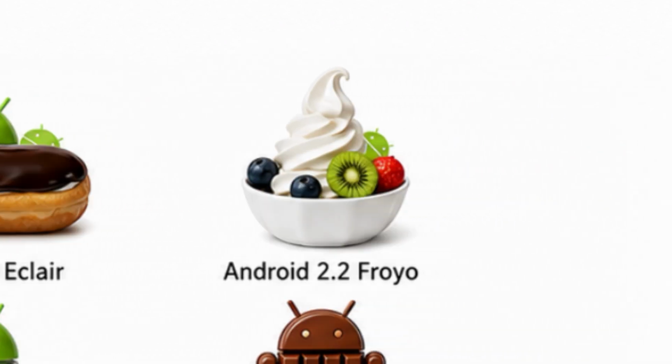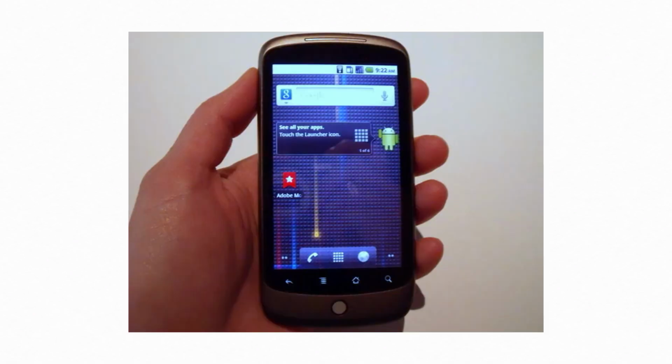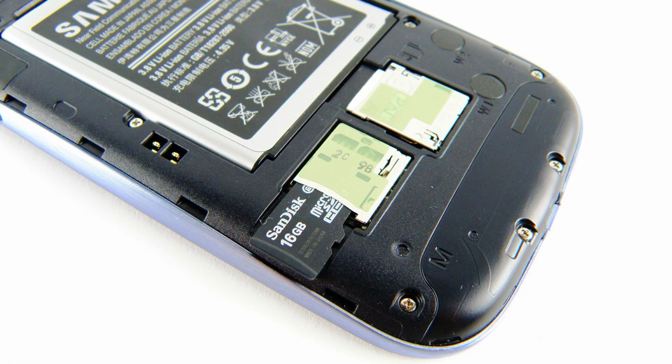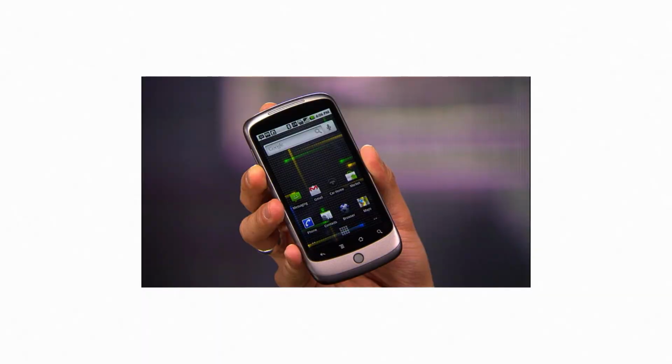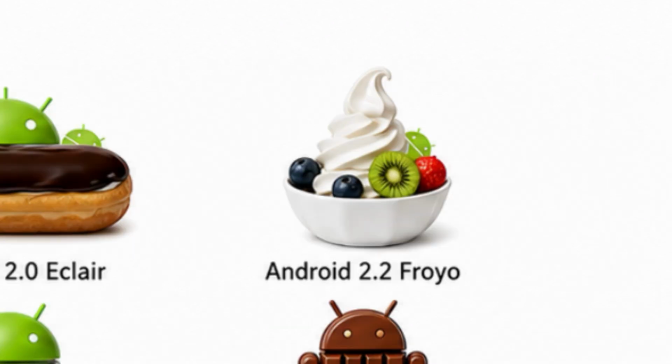Android 2.2 Froyo. Froyo introduced something that made Android noticeably faster, a feature called JIT compilation that improved how the phone processed app code. It also added the ability to install apps directly onto a memory card, which helped budget devices with limited internal storage. Wi-Fi hotspot functionality came with this version too, letting phones share their mobile internet connection with other devices.